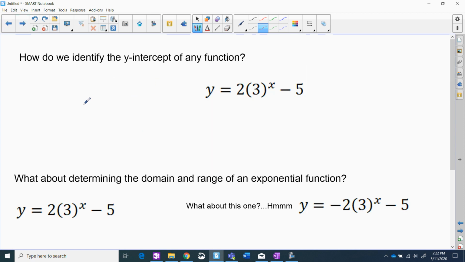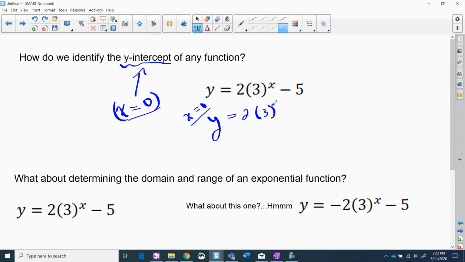Y-intercept is another key point that is often asked of students to identify. Well, if you just go back to your work on y-intercept from any function, even grade 10, y-intercept is found by making the x equal to 0. So all I would have to do is go to this function. If I said, where's it crossing the y-axis? Well, let's find out. Let x be 0. 2, 3 to the 0, minus 5. Anything to the 0 is 1. This graph is crossing the y-axis at -3.